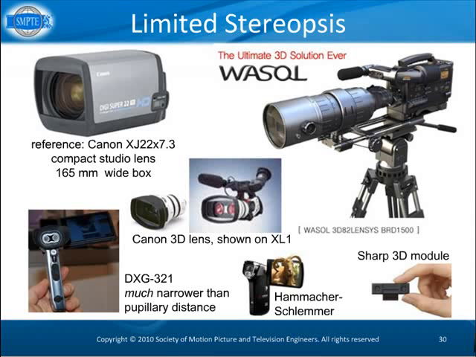At the lower left is the DXG321, which was shown at the Consumer Electronics Show this year. And notice that the two lenses there are probably closer apart than a large thumbnail. And then to the right of that is a new Hammacher Schlemmer 3D camcorder just being sold now, and it has a similar stereo lens separation to the DXG321. And then at the bottom right, I have a Sharp 3D module that would be available for a cell phone or something like that.